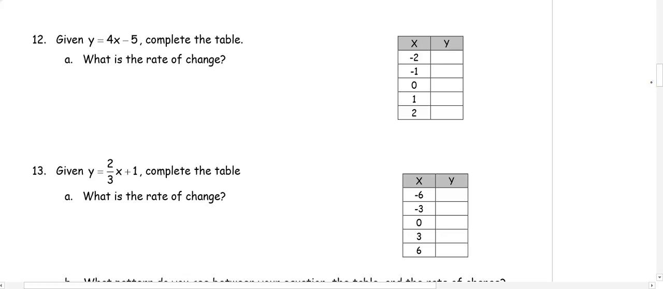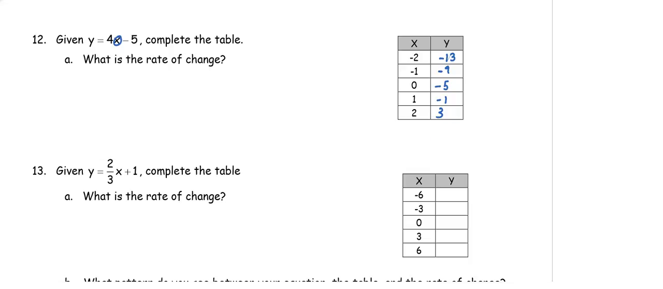Number 12, given y equals 4x minus 5, complete the table. So I'm going to put each number in for x to complete my table. So 4 times -2 is -8, minus 5 is -13. 4 times -1 is -4, minus 5 is -9. 4 times 0 is 0, minus 5 is -5. 4 times 1 is 4, minus 5 is -1. And 4 times 2 minus 5 is 3.